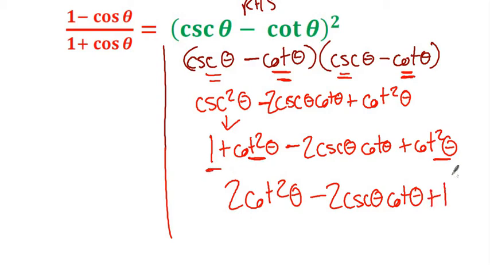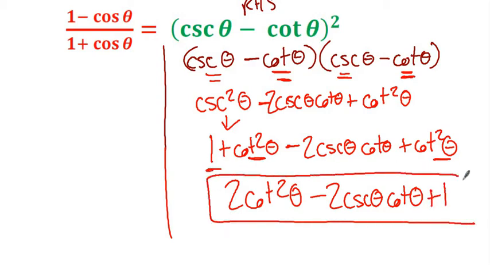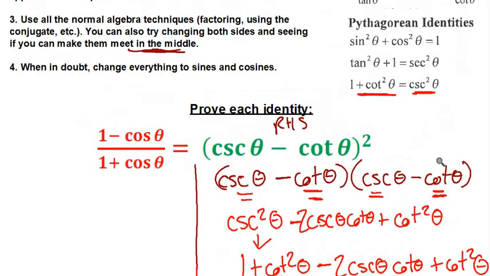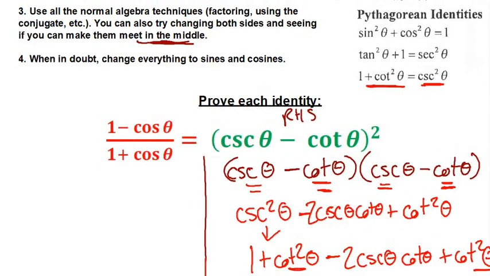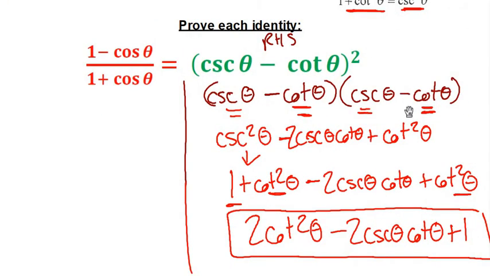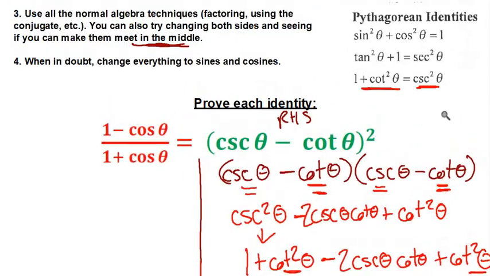Now here's a good point to pause and look back at the other side and say, how could we make this look like the left hand side? And it's not obvious. So when it's not obvious, you can use the strategy we talked about, which is to make things meet in the middle. So we are currently kind of stuck at a certain point, and we're not exactly sure where to go. Let's go back up to that strategy and start messing around with the left hand side and see if we can get that to meet in the middle.